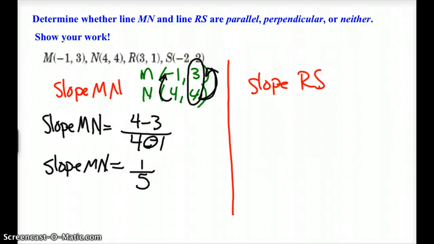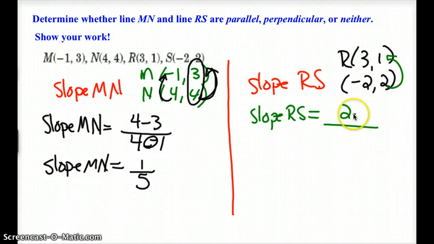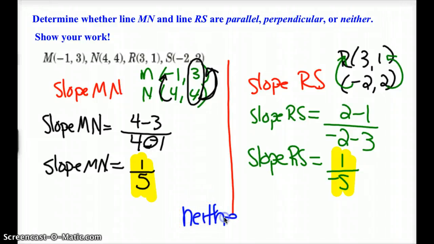Now I'm looking for RS's slope. R is 3, 1, and S is negative 2, 2. All right, so now my slope of RS equals, I'm going to go 2 minus 1, and then I'm going to go negative 2 minus 3. Communicating again, not writing m, but writing slope of RS equals, that's 1, and then 2 minus 3 is negative 5. Here are my two slopes, guys. They're not the same, so it's not parallel. It's not flip and change the sign here, so it would be neither.